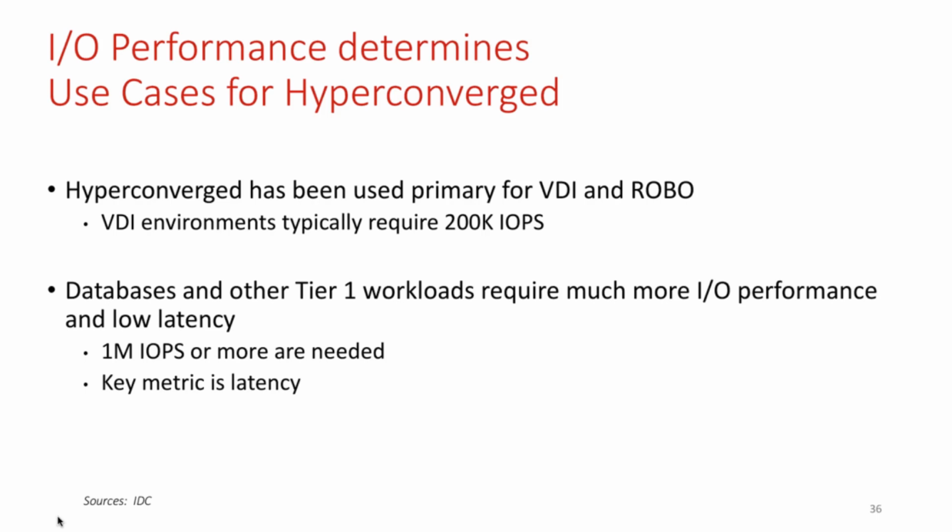What we've seen in the past, and we've talked to a number of customers, is they've been using hyperconverged just fine for VDI and remote sites. These are lightly loaded applications, right? For a VDI environment, you could typically require 200,000 IOPS. But when you go to databases and other tier 1 workloads, there's much more IO performance required and low latency. You could be talking about 1 million IOPS or more, and the key metric is obviously latency.